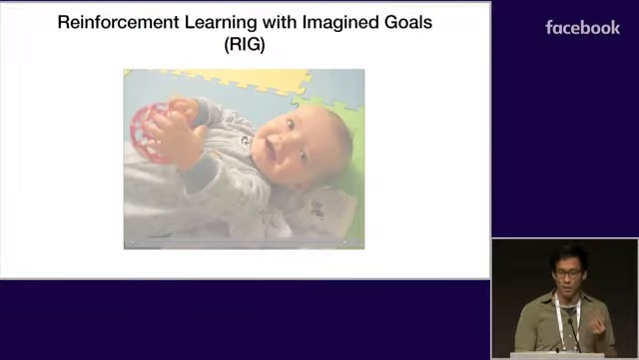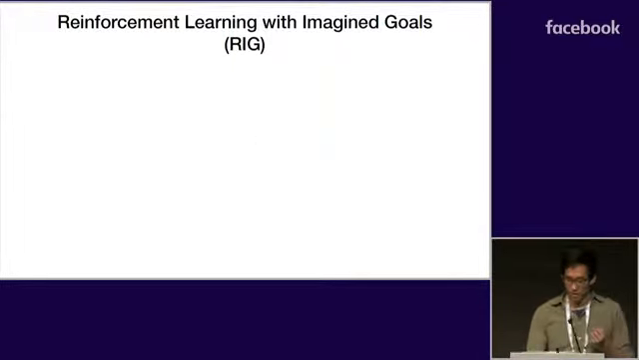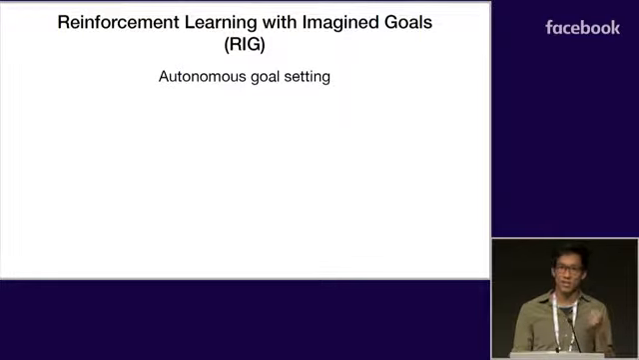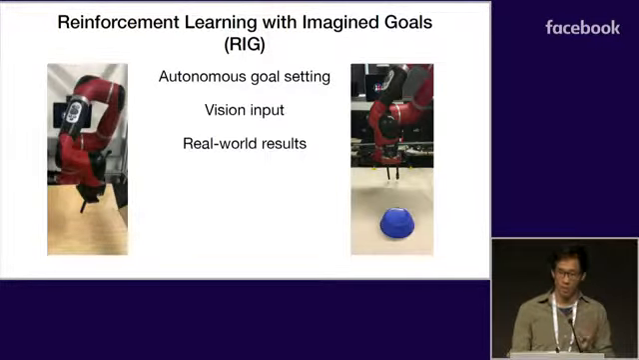Today, I'll be talking about reinforcement learning with imagined goals. It's a method that enables autonomous learning by allowing an agent to autonomously set goals for itself and practice reaching them. It works directly from vision without access to any ground truth state information. And it's sample efficient enough to work on real-world robot tasks.